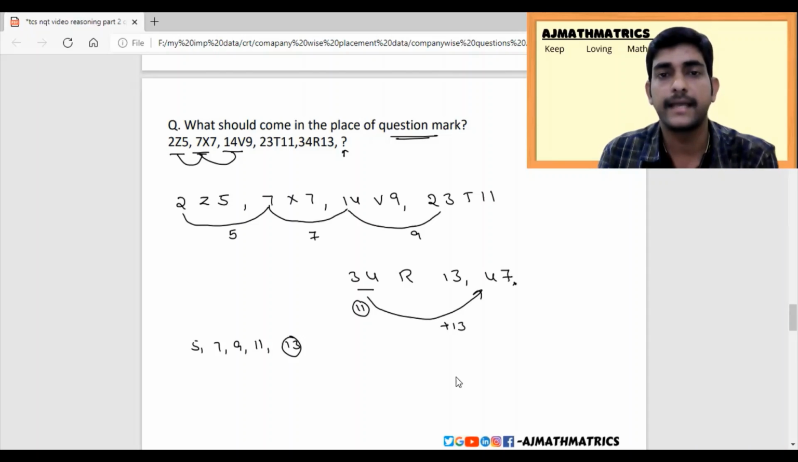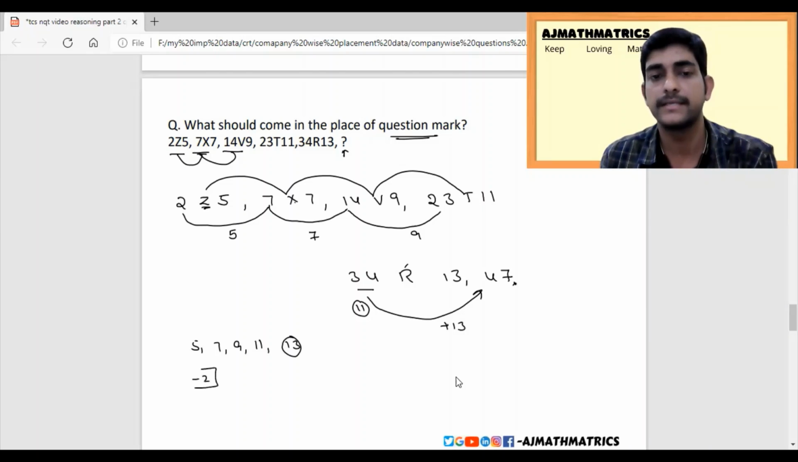Z becomes X, X becomes V, V becomes T, T becomes R. And we know that the Z letter number is 26, X letter number is 24, which means minus 2 every time. So R minus 2. R is 18, minus 2 is 16, which is P.